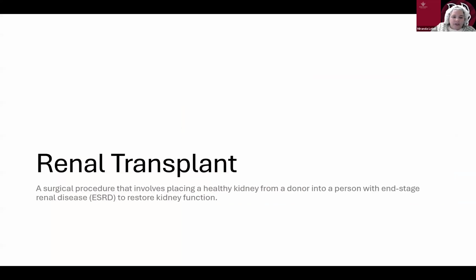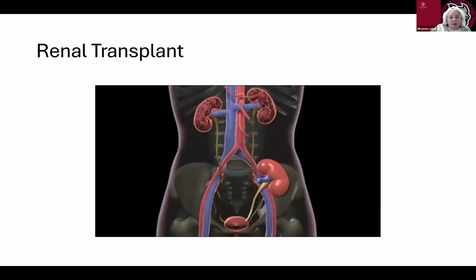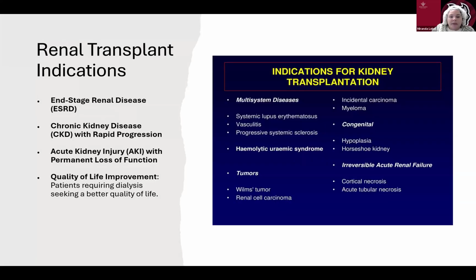So now we're going to talk about renal transplant, a surgical procedure that involves placing a healthy kidney from a donor into a person with end-stage renal disease to restore kidney function. This is a video about renal transplant. The indications are end-stage renal disease, chronic kidney disease with rapid progression, acute kidney injury with permanent loss of function, and quality of life improvement: patients requiring dialysis seeking a better quality of life.